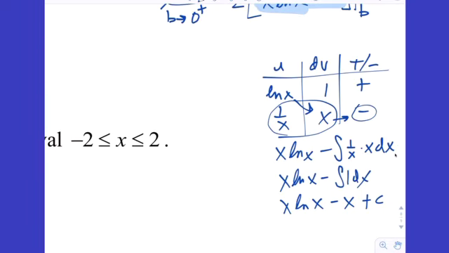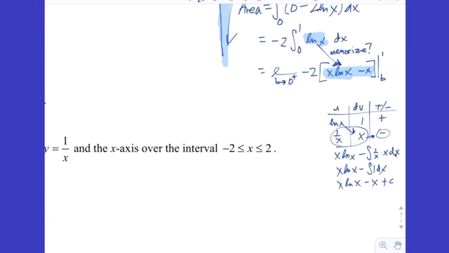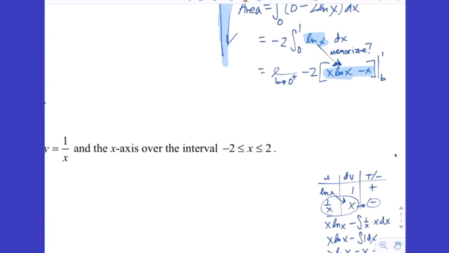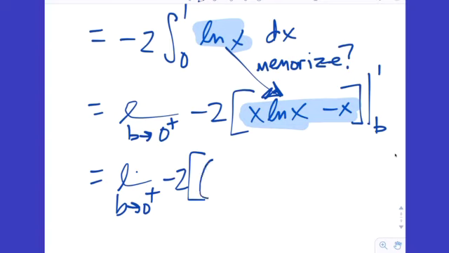It's just a little time saver if you memorize it. So anyway, there's how to do it if you don't. And it doesn't take too long because y'all are pretty proficient at everything you'll do. But let's go ahead now, and at this point, because 0 is the vertical asymptote, I put a b there and we approach it from the right-hand side. So if I then evaluate it, we get the limit as b approaches 0 from the right of negative 2, bracket, 1 times ln of 1 minus 1, minus b ln of b minus b.